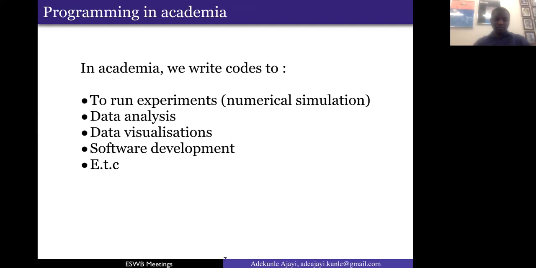And also, we write script to do data analysis. After running these simulations, we get a whole lot of data set, and we try to make sense of this data set. One way we try to do that is writing script to do some data analysis and trying to get insight into this data set.